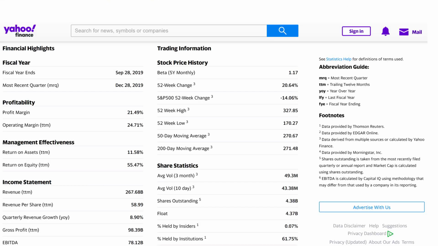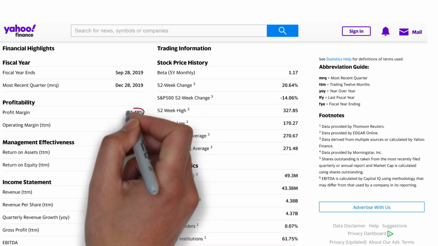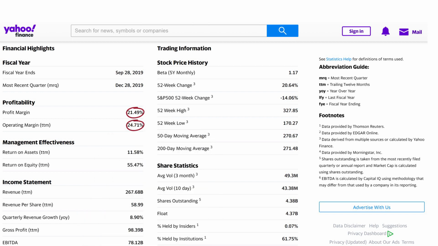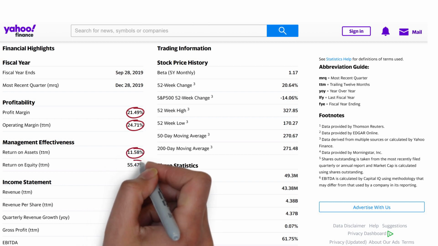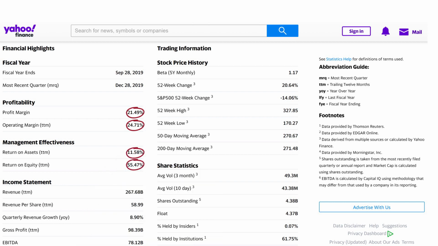When we scroll down, we see the financial highlights. The profit and operating margins are telling us how much money the company keeps for each dollar of sale. The bigger the margin, the more money they're keeping because they're not using it for production, advertising, or other expenses. For Apple's industry, profit and operating margins of this size are excellent and quite high. The return on assets and return on equity are also excellent for their industry.